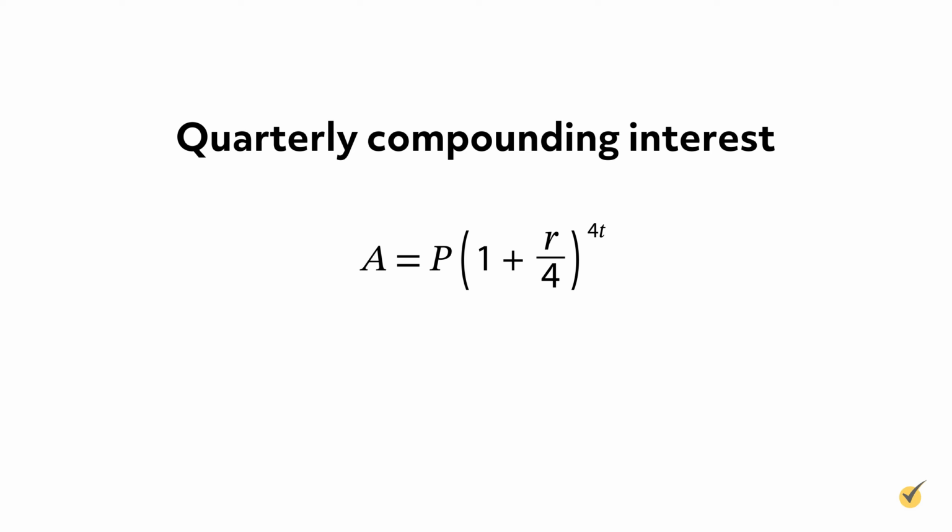But since some banks may compound interest only twice a year, or perhaps offer it 12 times a year, we can generalize this formula even further. If we let n equal the number of interest payments per year, then the ending balance of a compound interest savings account will be as follows. Let's use the generalized formula in another example.